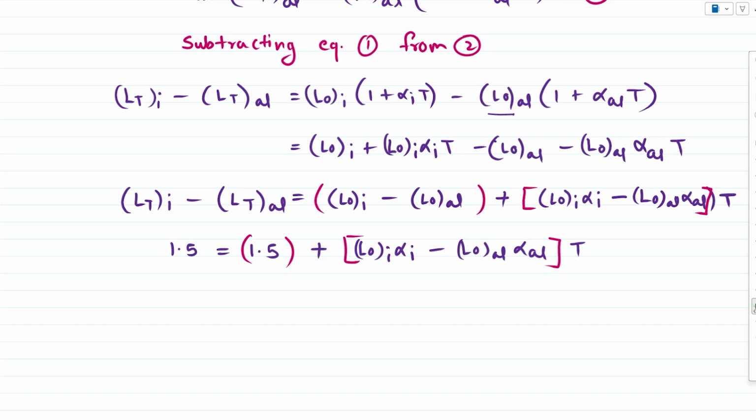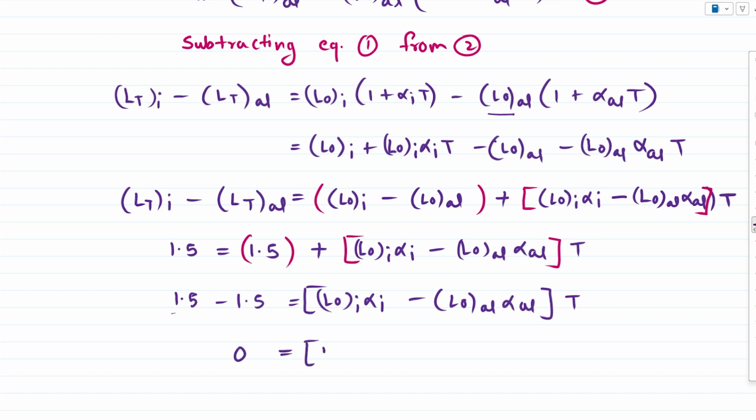So over here we have 1.5 and we have plus 1.5. If I were to shift this, this plus would become minus 1.5. So 1.5 minus 1.5 is now [L₀ of I, α of I minus L₀ of AL, α of AL] times T. Okay, so 1.5 minus 1.5 gives us 0.